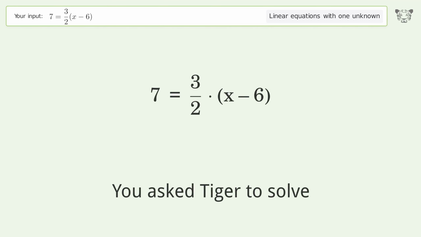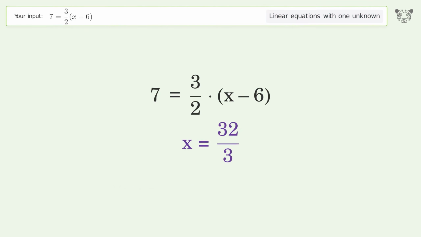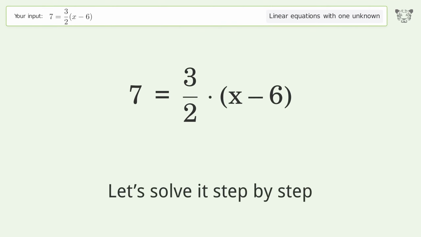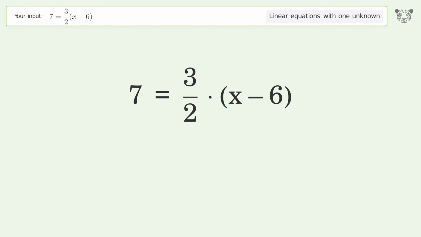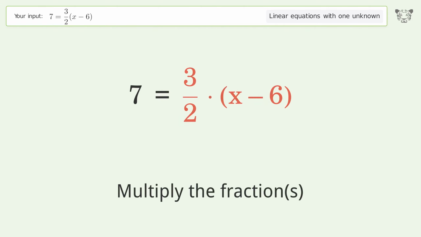You ask Tiger to solve. This deals with linear equations with one unknown. The final result is x equals 32/3. Let's solve it step by step. Simplify the expression. Multiply the fractions.